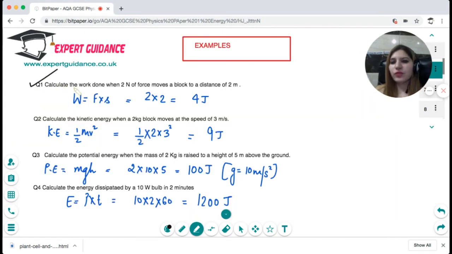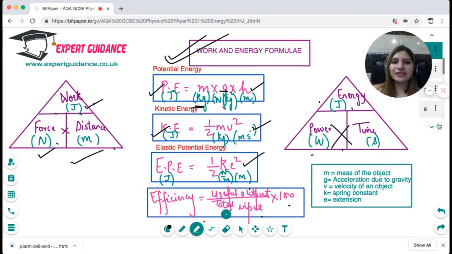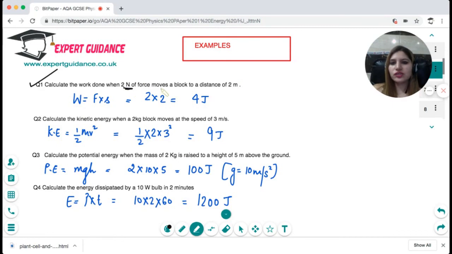In the first question, it says calculate the work done when a 2 newton force moves a block to a distance of 2 meters. So if you see from this, work done is force times distance. The force is 2 newtons, distance is 2 meters, so the work done is 4 joules.